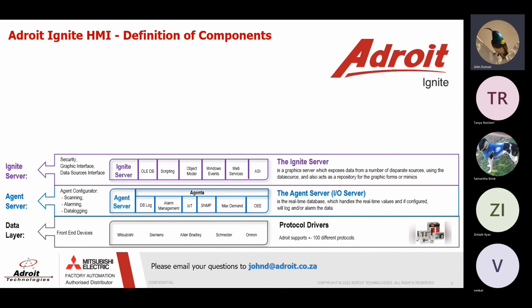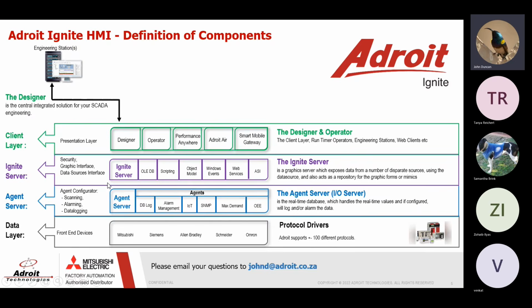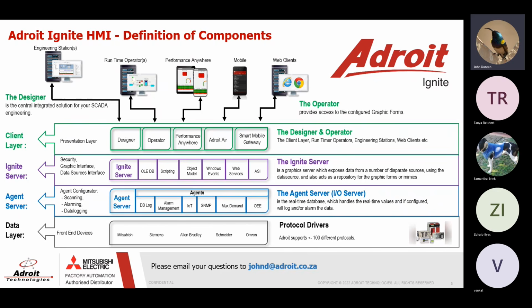Associated with the agent server is the Ignite server, which is the graphic interface and houses all the data sources, etc. So these two work hand in hand. On top of that, we have the client layer, which is split into two. We've got the designer, where you do all your graphical design and your database design. And you've got your operator, which is your presentation layer. You can have an operator, or you can have Performance Anywhere, which runs on a tablet or an iPhone or an Android phone. You have Adroit Air that would run on a mobile, both iPhone and Android device. And then there are web clients, where you can connect over the web.